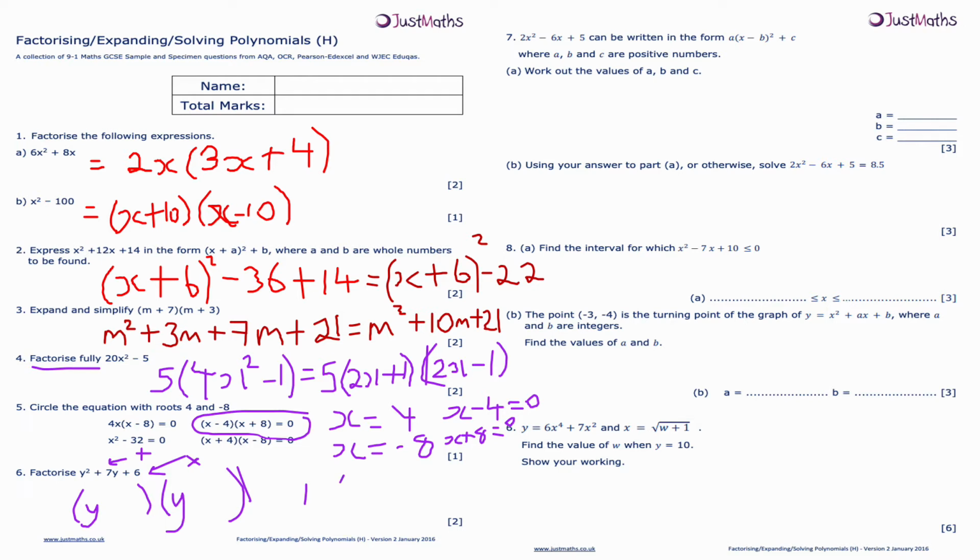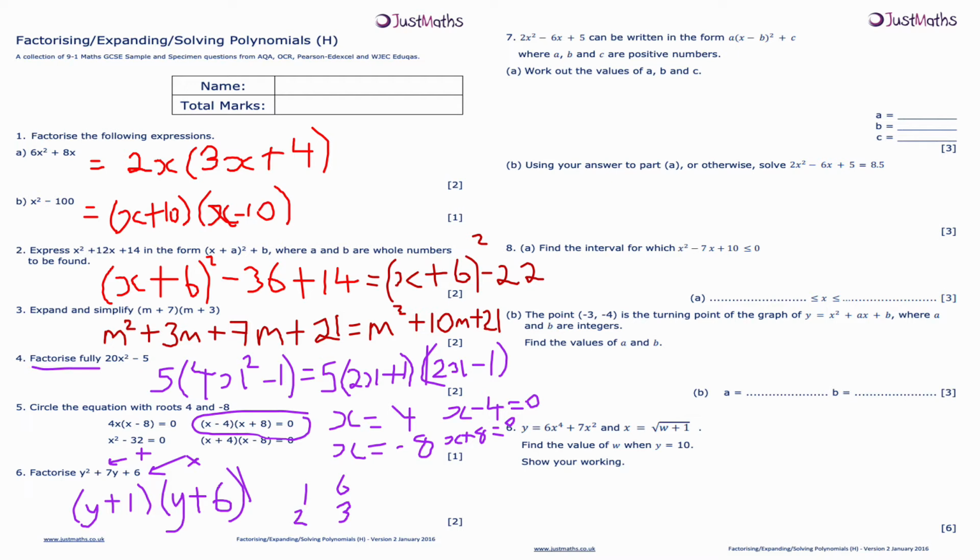It doesn't matter which way around I put the numbers as long as my signs are consistent in both. So what I mean by that is here it can be y plus 6 times y plus 1. Either way, it's going to be fine. Okay, let's just delete this, guys. So it looks a bit more presentable. Let's just draw another bracket here.